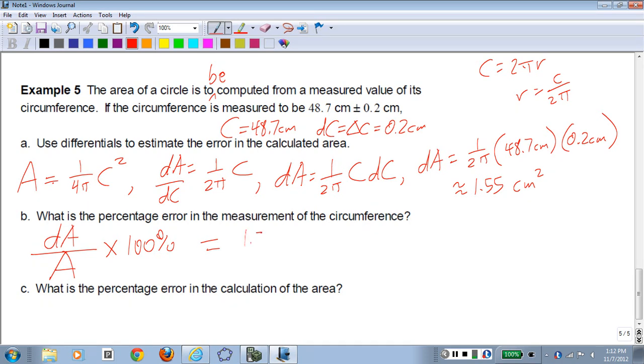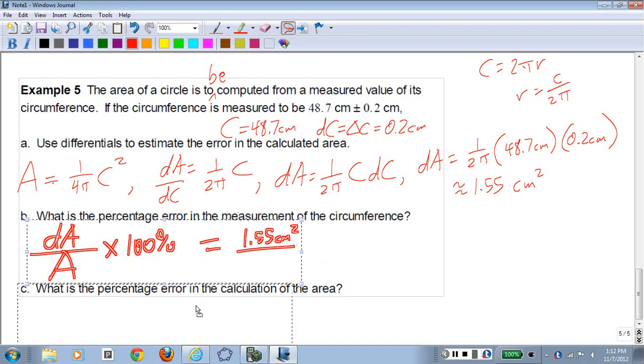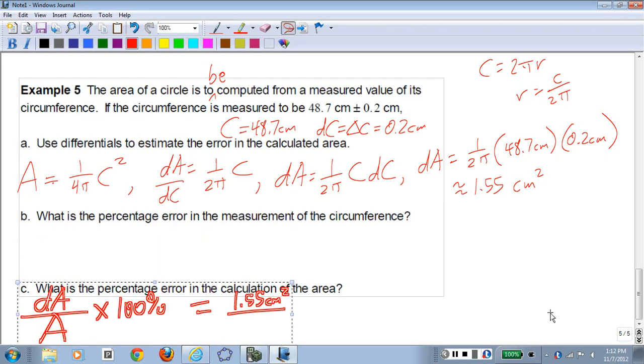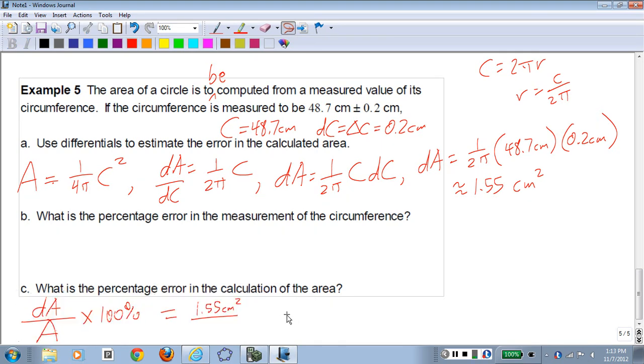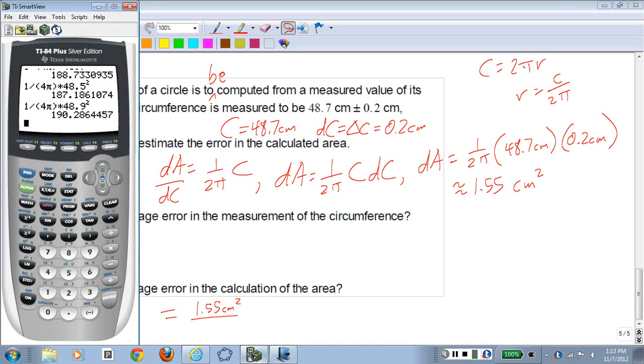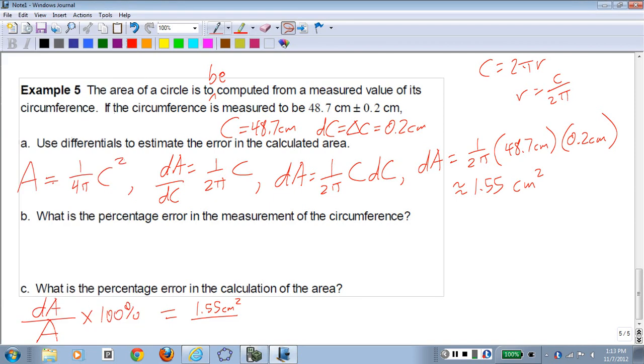So it's going to be 1.55 square centimeters. Wait, I'm answering the next question. So sorry. What's the percentage error in the calculation of the area? That's what I'm doing there. And I calculated the area to be 188.73 square centimeters. We'll do that in a moment.